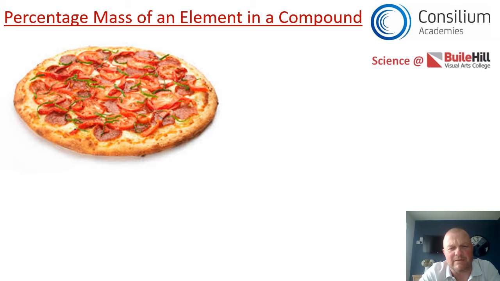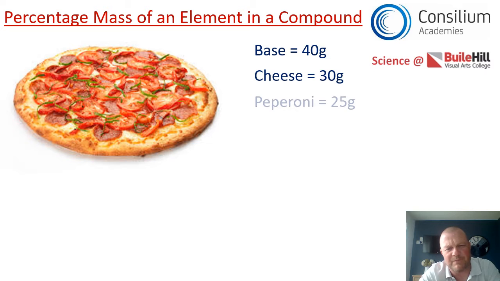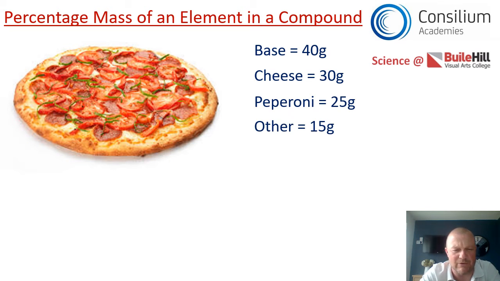The base of that pizza, if we were to take its mass, we're going to say that it's equal to 40 grams. We're going to say that all the cheese on that pizza is equal to 30 grams. The pepperoni 25 grams, and anything else in there, so the herbs and a bit of tomato and the peppers, maybe the chilies, comes to 15 grams. So if we want the whole mass of that pizza, we just have to add those things together. And if we add those together, the pizza's mass is 110 grams. Okay, so the whole thing equals 110 grams.